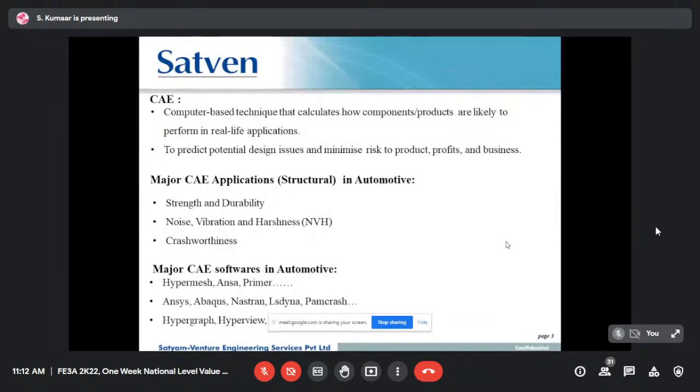ANSYS and ABAQUS we mostly use for the linear calculations, meaning durability cases, and for NVH cases we mostly use ANSYS, ABAQUS, and NASTRAN. When it comes to crash, we use LS-DYNA and PAM-CRASH. Once we get the results from the solver, we do the post-processing in HyperGraph, HyperView, or Animator. Sometimes we do it in Patran also.